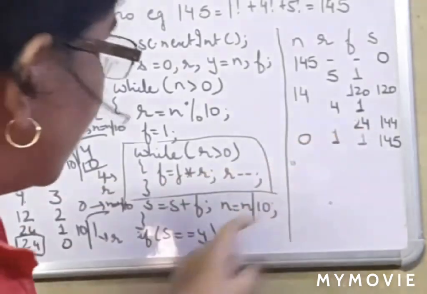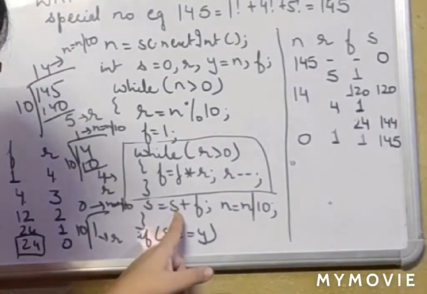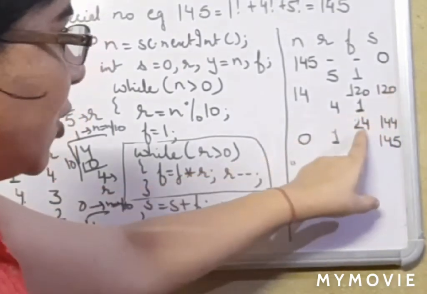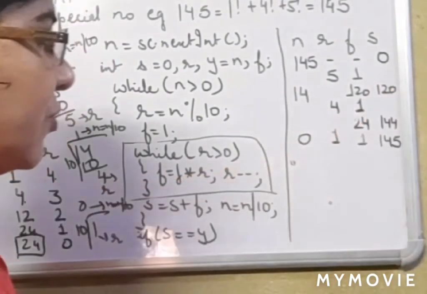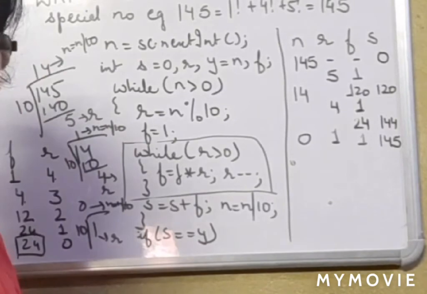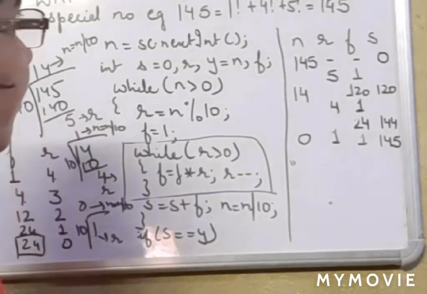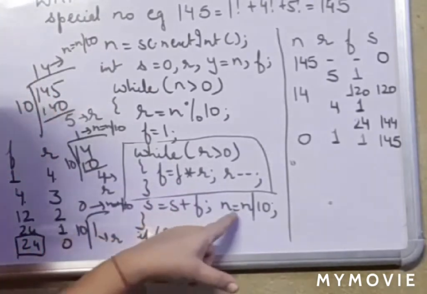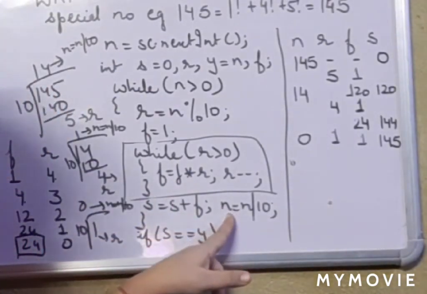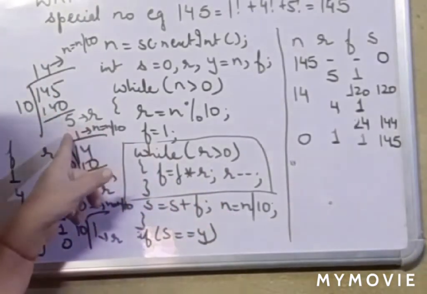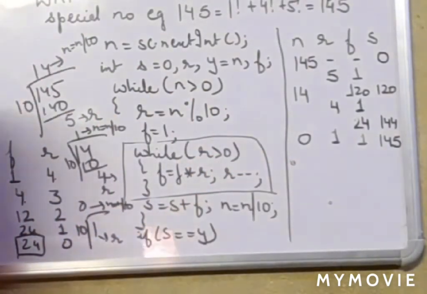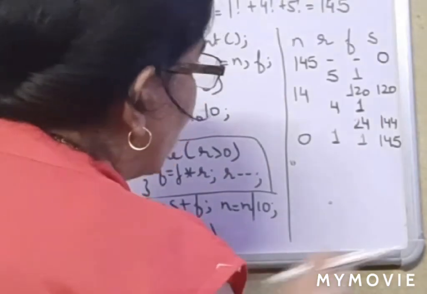After taking 24, this 24 will be added to the previous value of S. The previous value of S was 120. 24 will be added to it to get you 144. Okay. Then after that, n is equal to n divided by 10. We'll take the quotient which is 1. So the value of n here becomes 1.